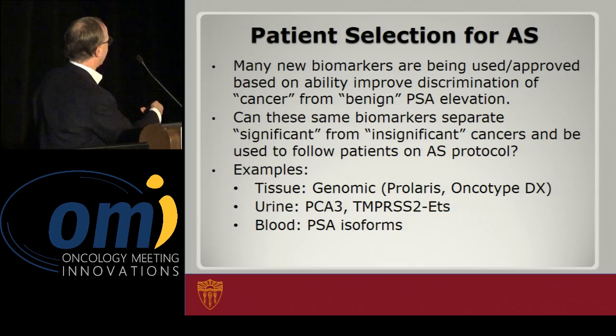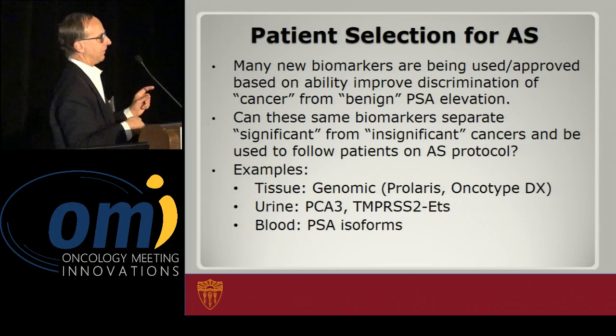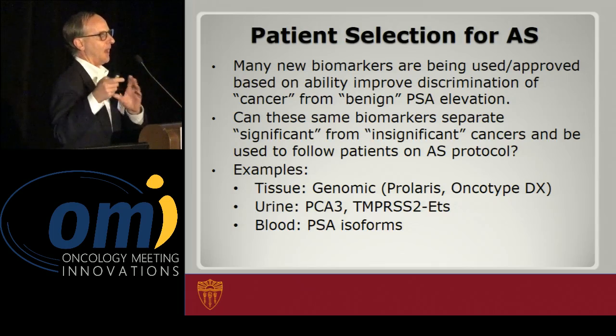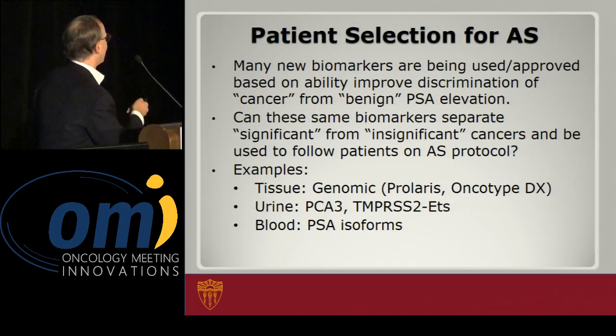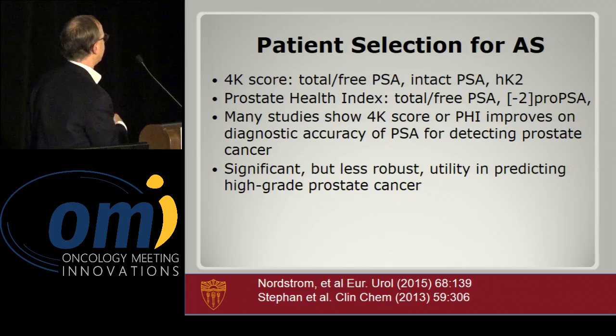PSA, factors, tissue, urine, PCA3, blood isoforms. Again, these are basically very good to look at cancer versus non-cancer, but could they be used to look at high-grade cancer versus low-grade cancer? Some data, but generally not very strong. This I'll skip for time.